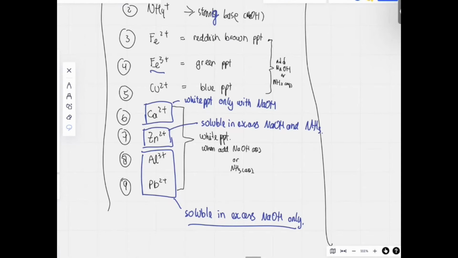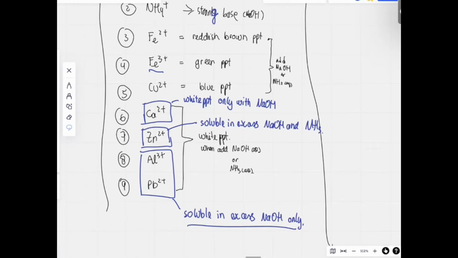First of all, Ca2+ is easy to detect. Ca2+ gives a white precipitate only with sodium hydroxide. It doesn't produce a white precipitate with ammonia. Ca2+ with sodium hydroxide, you get white. Ca2+ with aqueous ammonia, NH3, doesn't work. The other three, 7, 8, 9, zinc, aluminum, and lead, will produce a white precipitate for both. So Ca2+ you can detect.